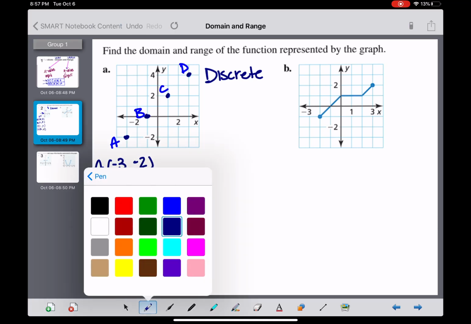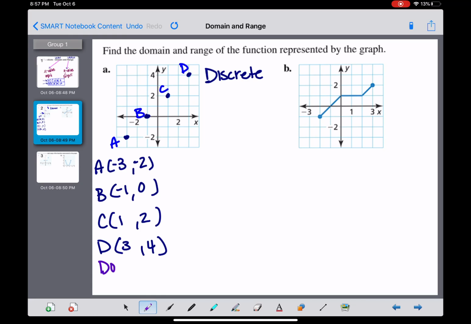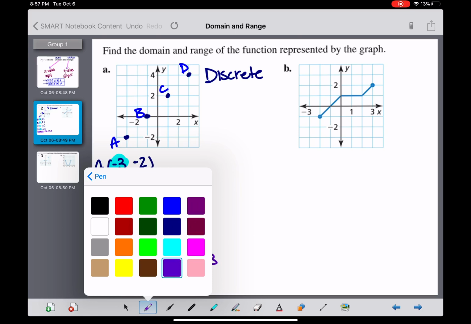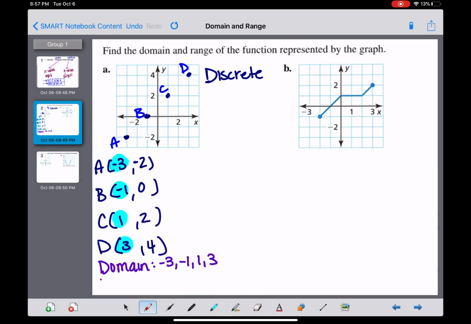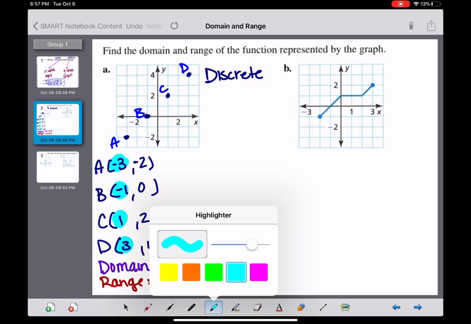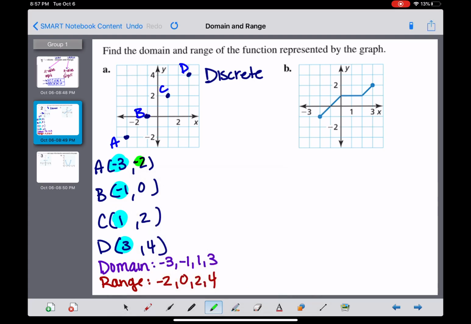So if I'm asked to find the domain, all I'm going to do is list the x values. So my x values are -3, -1, 1, and 3. I'm just looking at the x coordinate. To find my range, I'm listing the y coordinates. So my range is -2, 0, 2, and 4. So for discrete data, we're simply listing the x coordinates and the y coordinates.